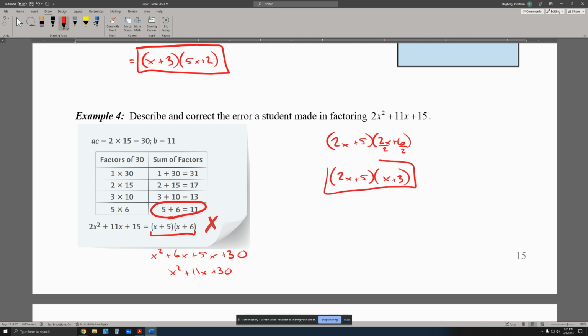Okay, so this looks a little bit different than the student's answer. I noticed that those first terms in the factorization are both x, where it should be 2x and x. Likewise, the second terms in these factorizations are 5 and 6, when it should be 5 and 3. So instead of this being a 6 and this being a 1, that factor of 2 goes into this x here, rather than into this constant term here.